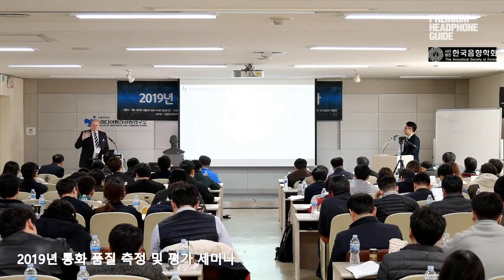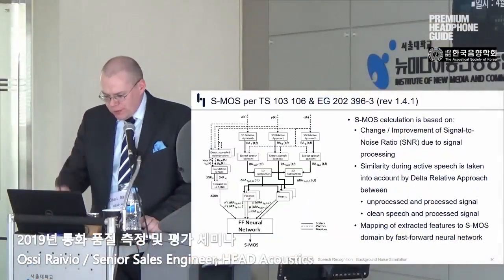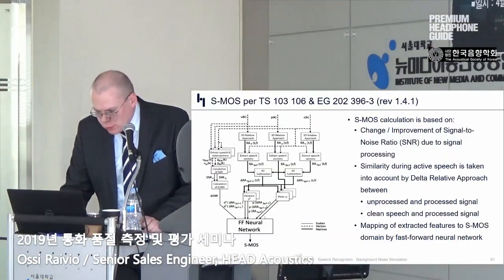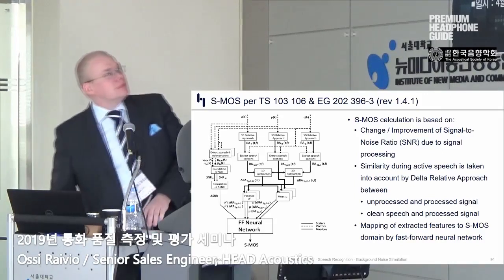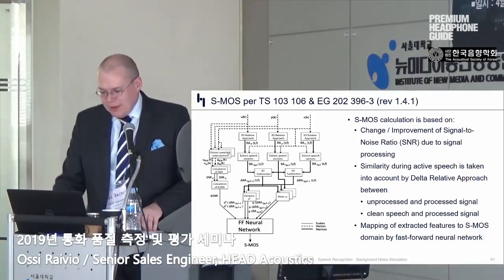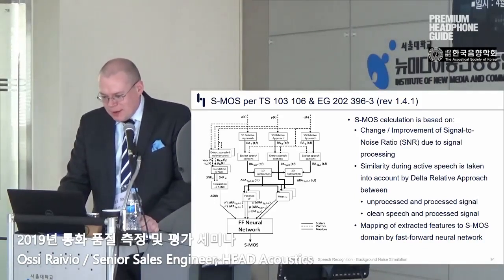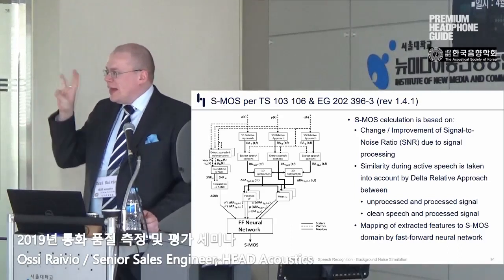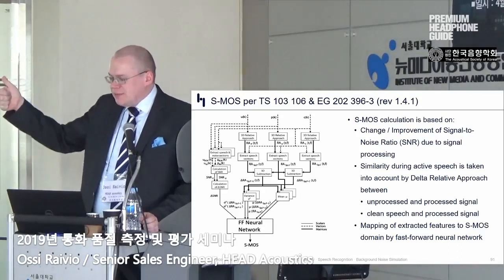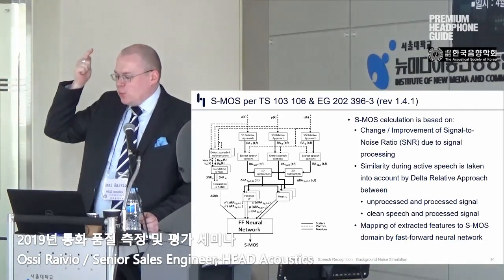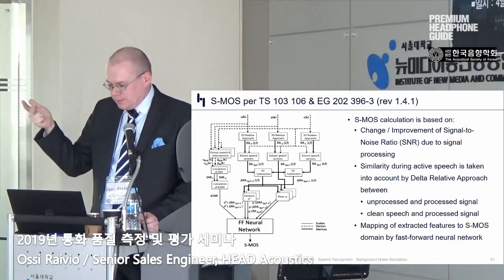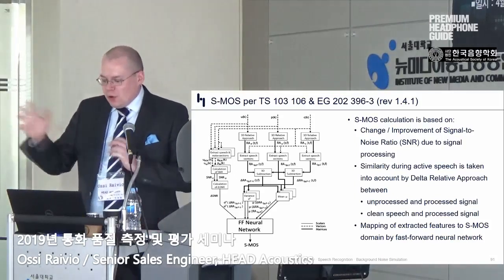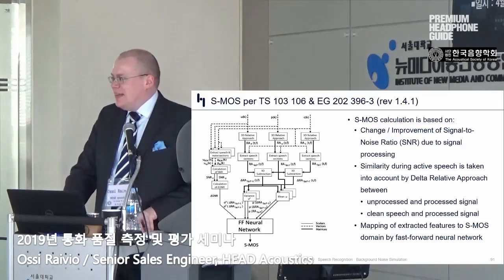So as I said, we first calculate the NMOS because the NMOS is used in this algorithm. Let me just check the new version. The NMOS comes in here into this algorithm. So again, for calculating the SMOS, we have the same three signals. We have the clean speech, we have the unprocessed, and we have the processed signal. Again, comparison from these yields the SMOS.